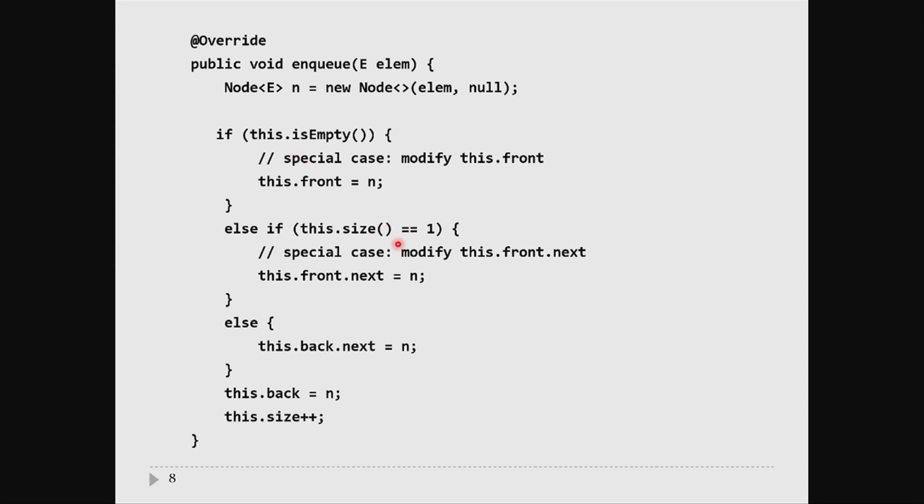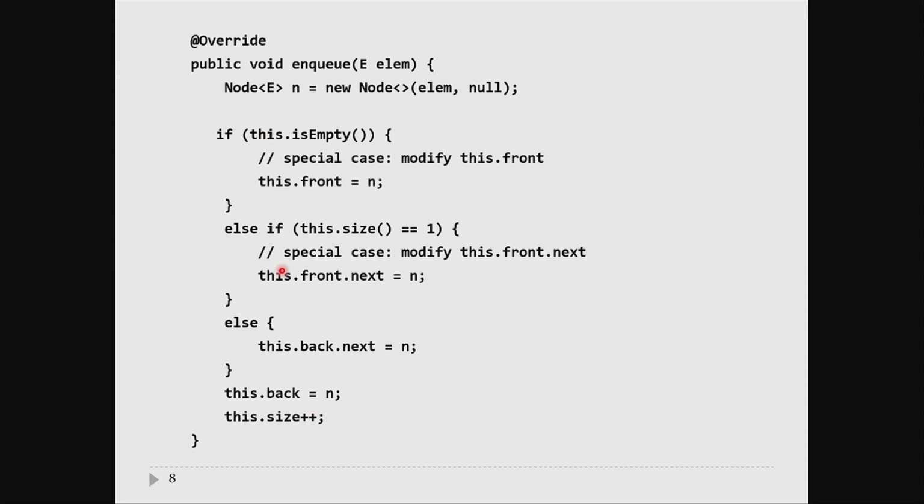Well, there's one more special case, because it turns out we're actually storing two extra pieces of information. We're not only storing where the front of the queue is, we're storing what the front of the queue's next element is, and we store that in this.front.next. So if the queue has one element in it, then I need to say that the front element's next link now points to the new node. So now I'm updating this.front.next as well, which you normally don't have to do. Normally you're only updating this.back.next and this.back.